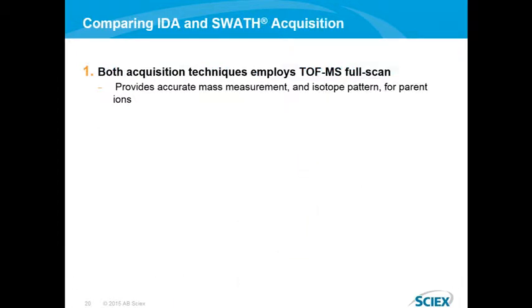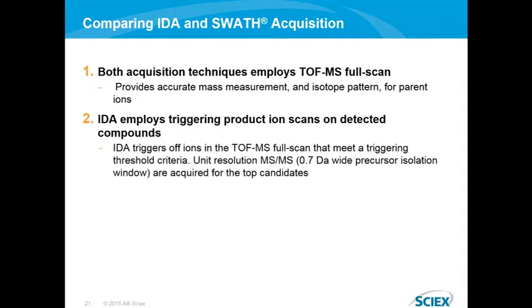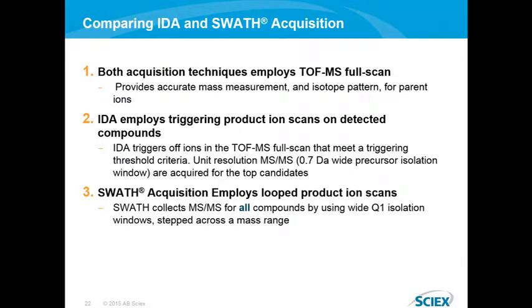If we compare the IDA method usually used to perform screening with SWATH, we can see that these two methods use TOF-MS acquisition in order to detect the compounds of interest. However, IDA triggers MS-MS detection only if the candidate ions of interest exceed a defined intensity threshold. During SWATH, MS-MS detection is triggered throughout the analysis on all compounds over the entire selected mass range.